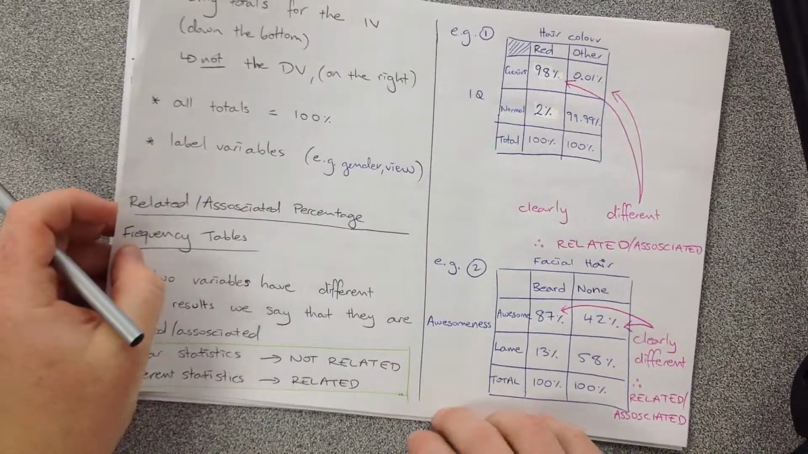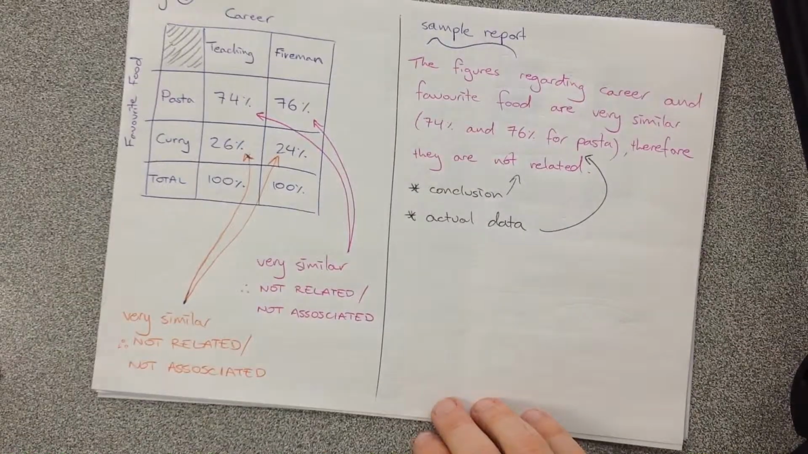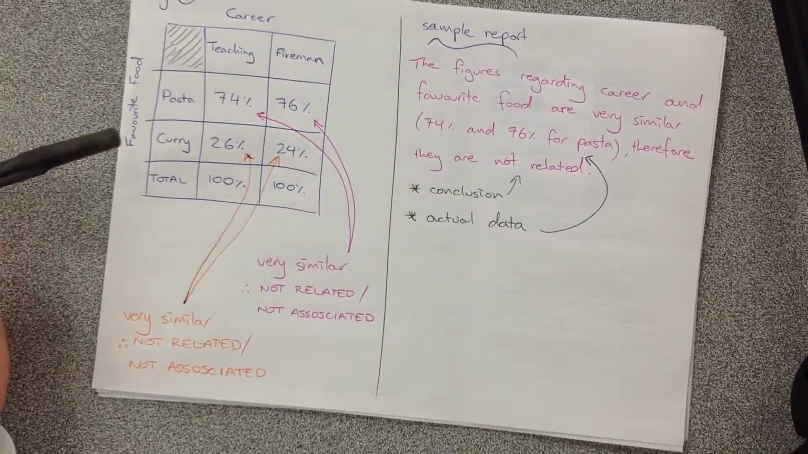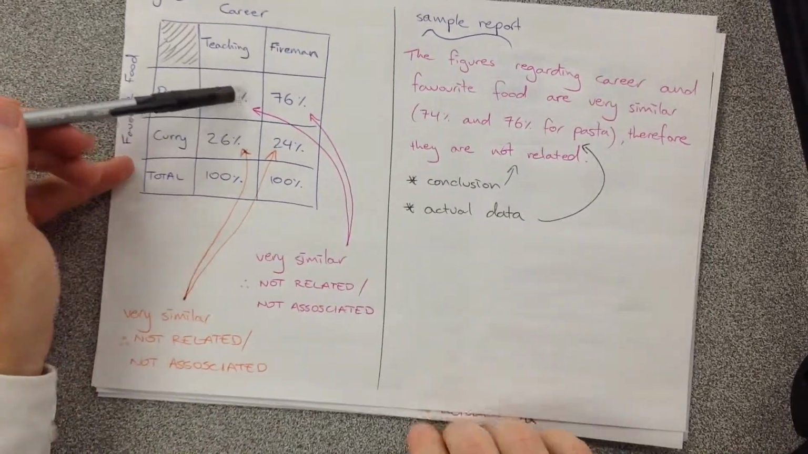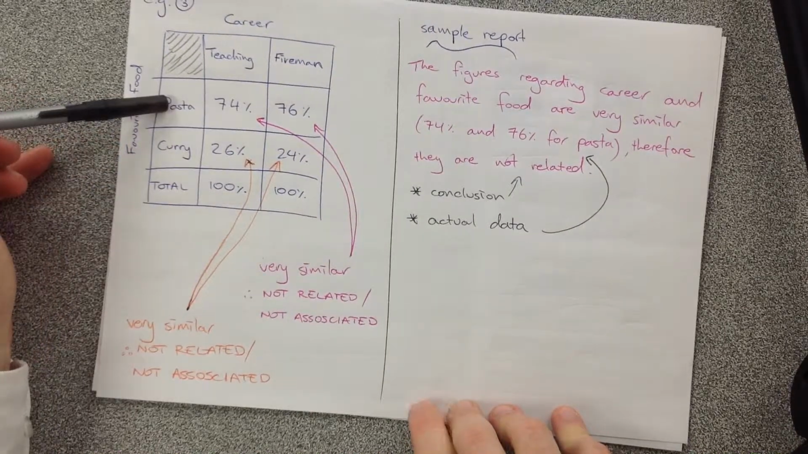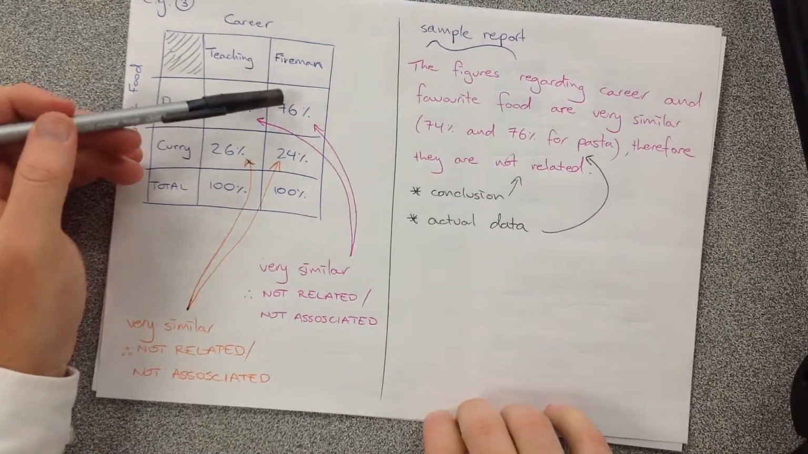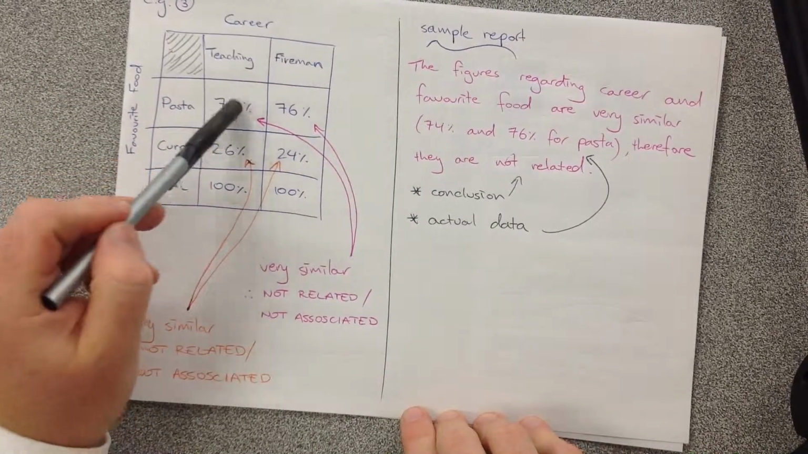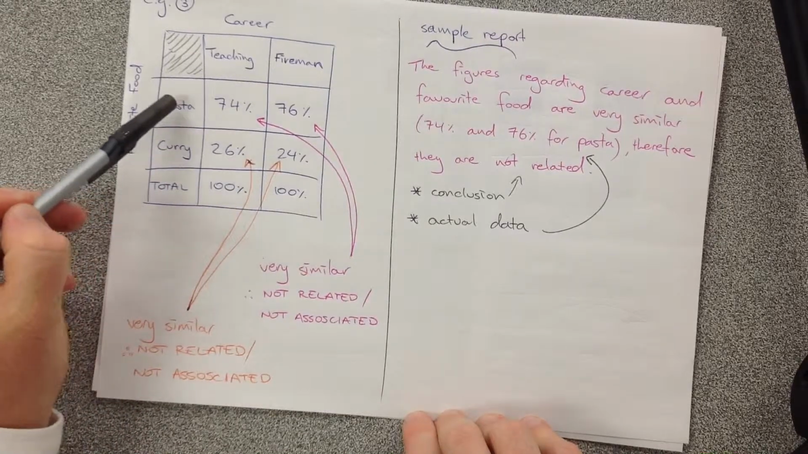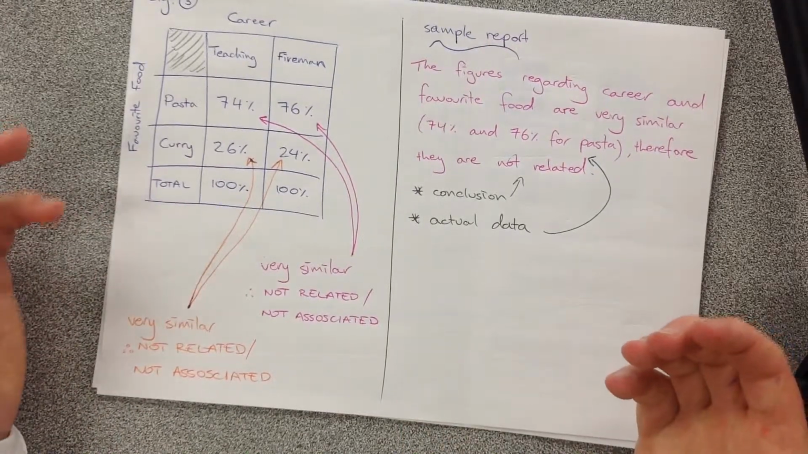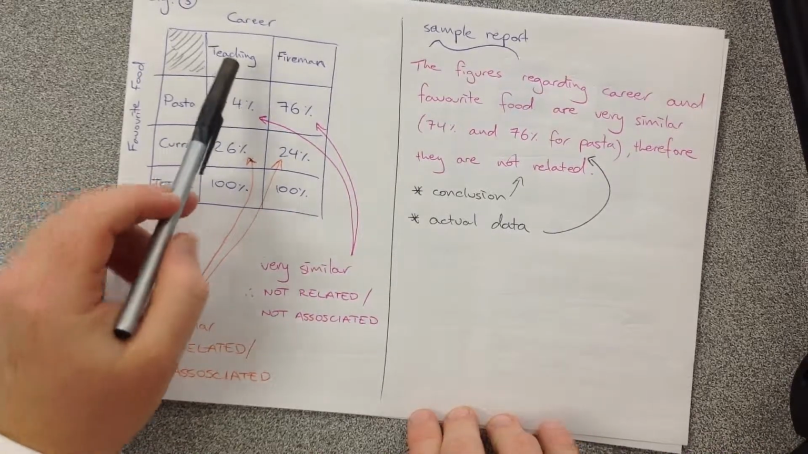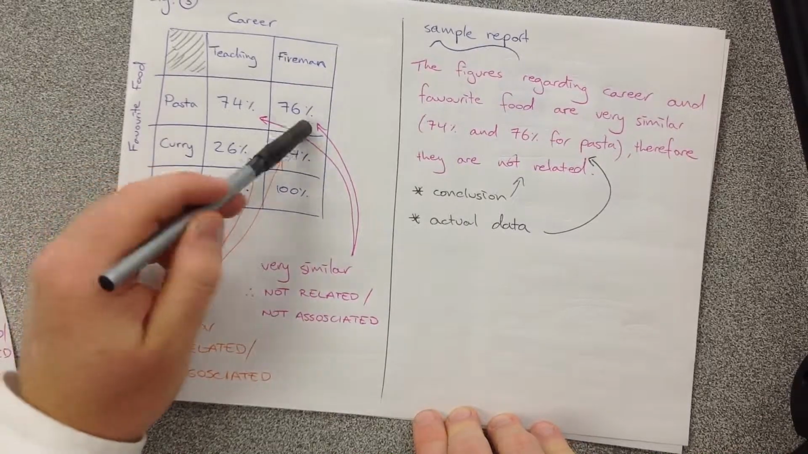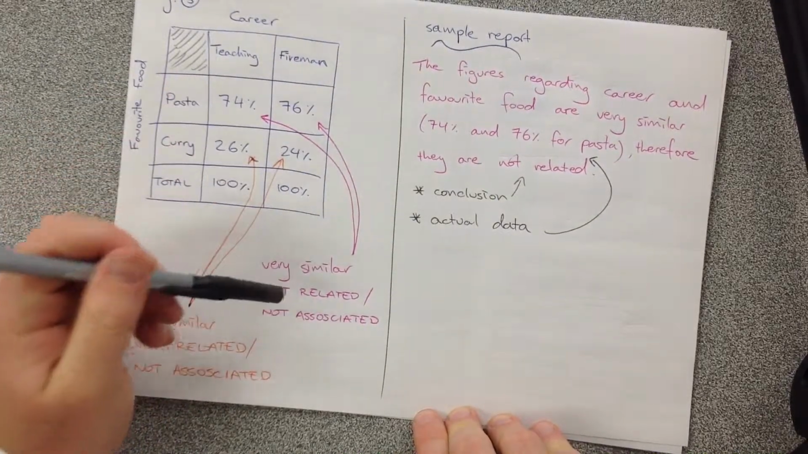Let's look at another example of two variables that aren't related. You can see here that your career and your favourite food, it makes sense that they're probably not related, and let's check the data. 74% of people that are teachers, their favourite food is pasta, and 76% of people that are firemen, their favourite food is also pasta. So it doesn't really matter what career you are, pretty much the same percent, or pretty close, have pasta as their favourite food. So we're saying they're not related because it doesn't matter what career you're doing, your favourite food's probably going to be about the same. They're so similar that they're not related or not associated.